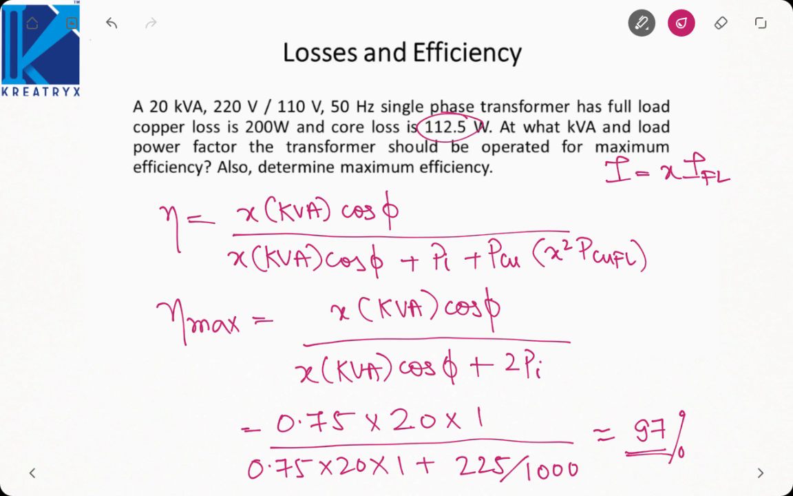In the next lecture, we will look at other types of problems that can be framed in transformers.